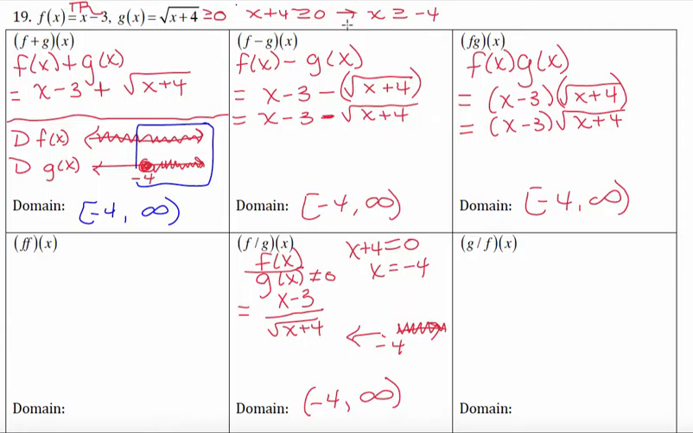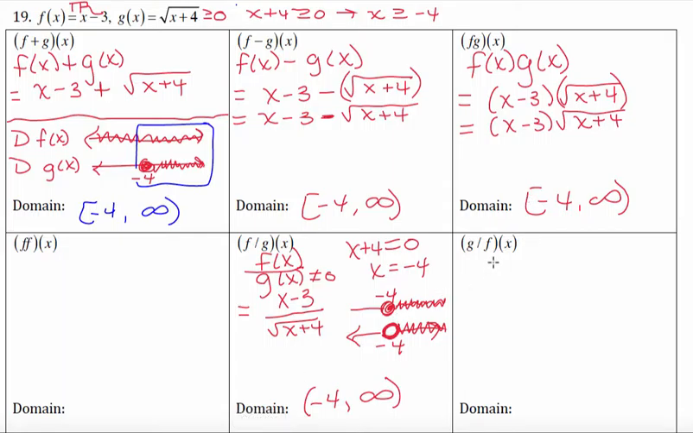Okay, so we took away the -4. The old domain, the overlap for the intersection for the other problems, was from -4 to infinity. Because -4 makes our denominator 0, we're taking it away.